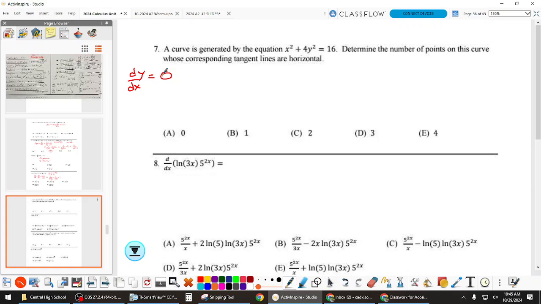Here, let's just do it real quick. So 2x plus 8y dy dx equals 0. So, yeah, this one does. So subtract 2x and then divide by 8y. Well, then you would have to say your numerator equals 0. Yeah, that's what I was saying. Good job. Which one of these do we set equal to 0? The numerator. Yeah. So that would be at A.